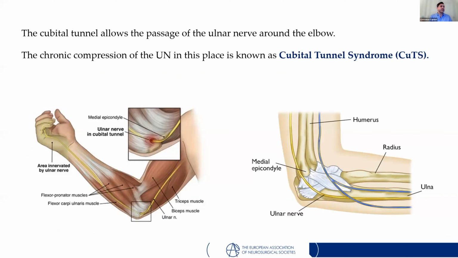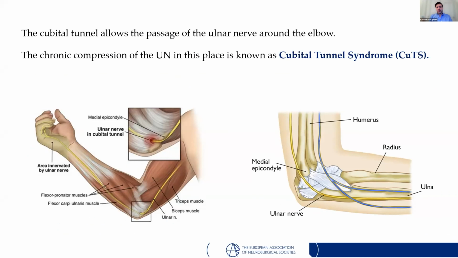I will open the webinar by describing the anatomy of the cubital tunnel, and then, of course, the ulnar nerve. The cubital tunnel is a space of the dorsal medial elbow, which allows the passage of the ulnar nerve around the elbow. Its chronic compression is called cubital tunnel syndrome, which is basically a form of repetitive strain injury, similar to the carpal tunnel syndrome that we have at the wrist.